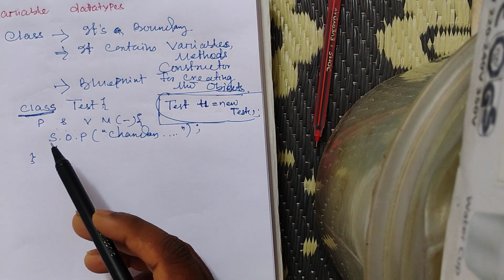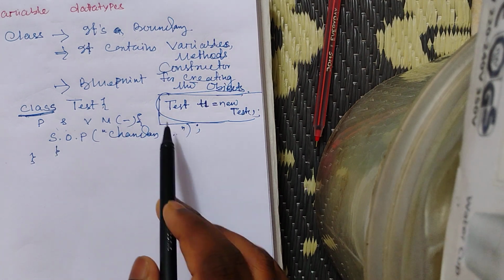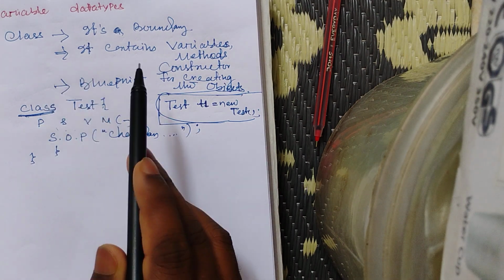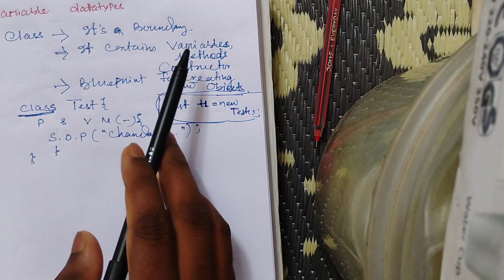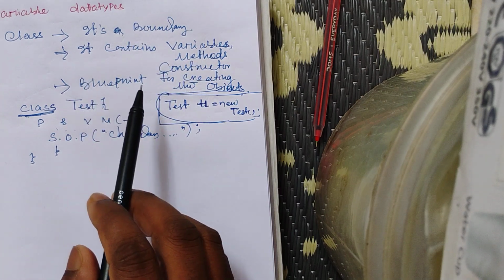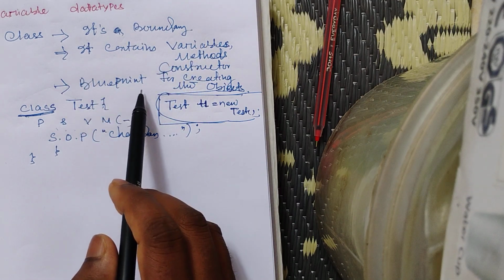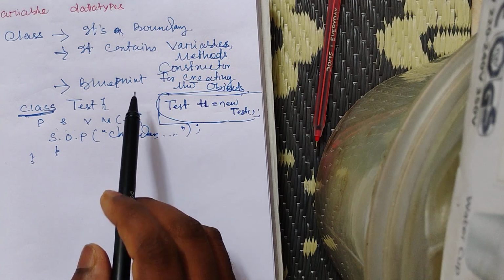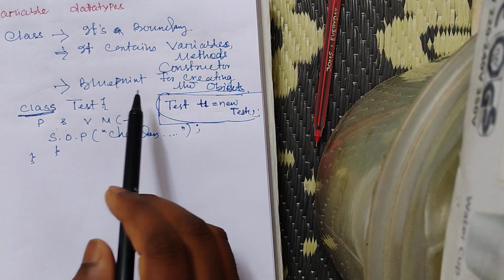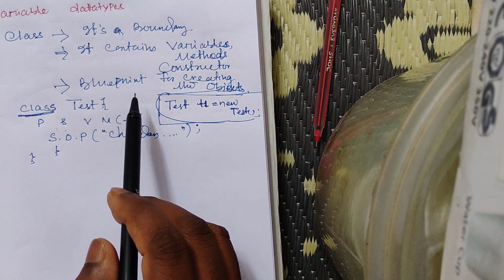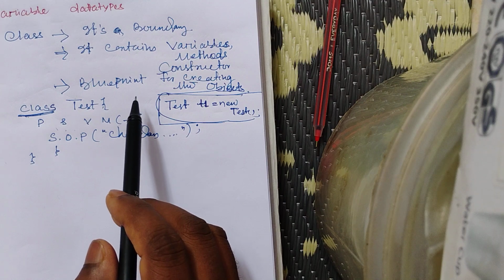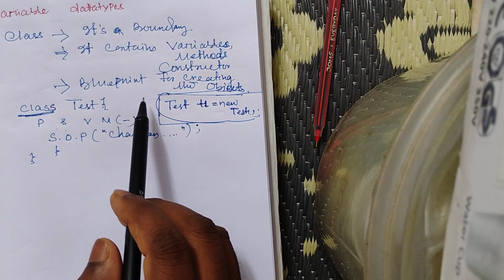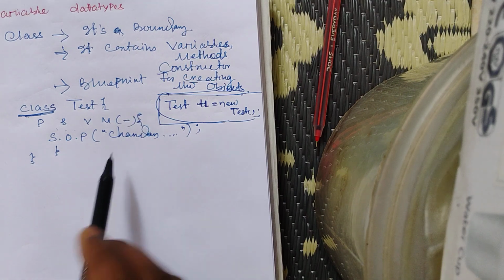So as you said, class is the boundary. It is the blueprint for creating objects. It contains variables to store the data. It contains methods to perform operations on the data. It contains constructor to initialize the data.